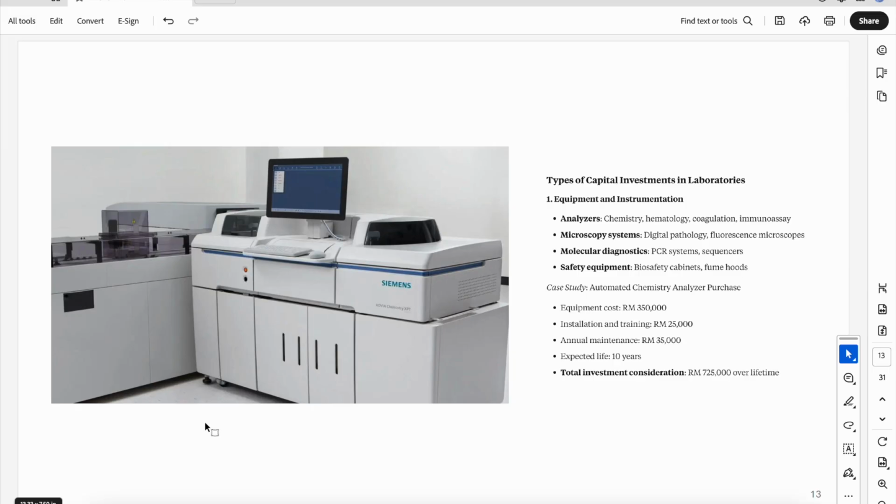Let me give you a practical example. An automated chemistry analyzer purchase might involve equipment costs of about 350,000 ringgit, installation and training 25,000 ringgit, annual maintenance 35,000 ringgit, expected life 10 years. So total investment consideration for this analyzer is 725,000 over its lifetime.